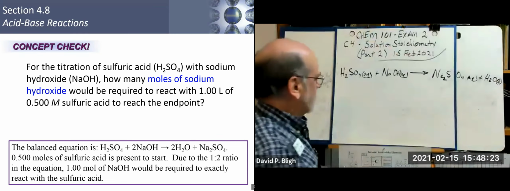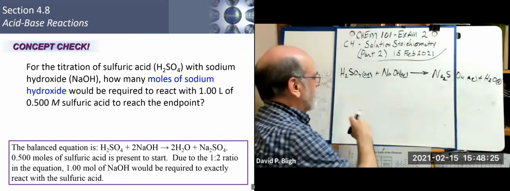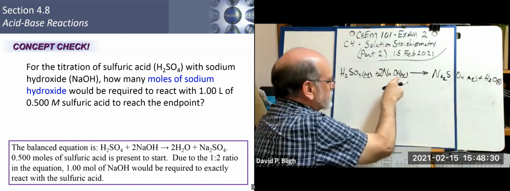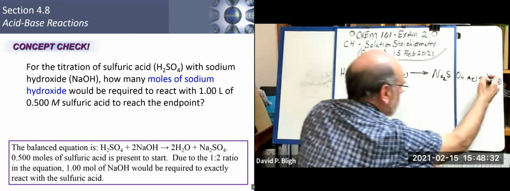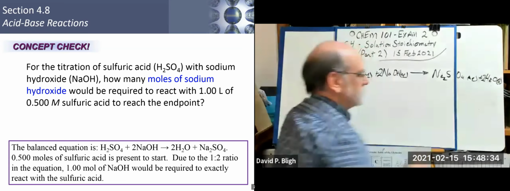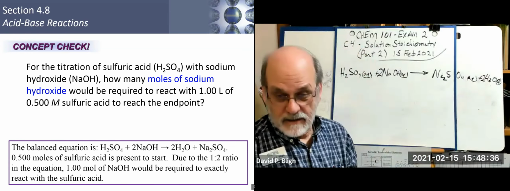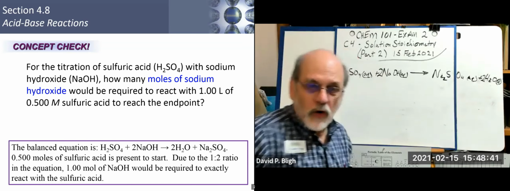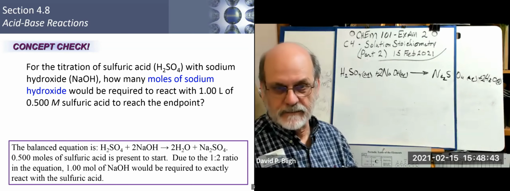There you go. Now we just need to balance it. Right. So we need 2 sodiums, makes 2 hydroxyls, and we need 2 waters. There we go. Now, that one's balanced. Now what we can do is say, what does the problem give us?